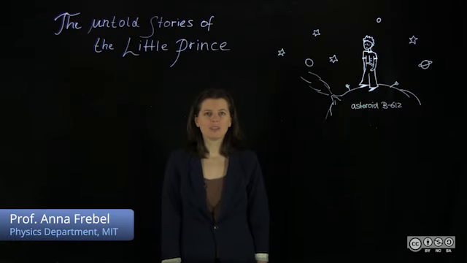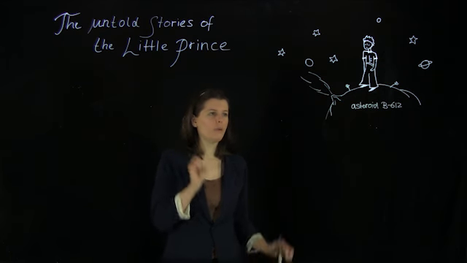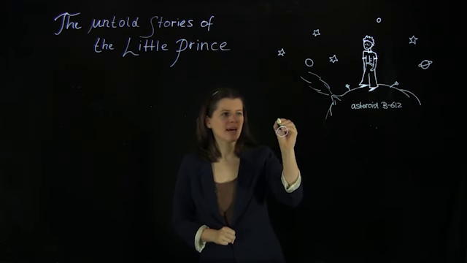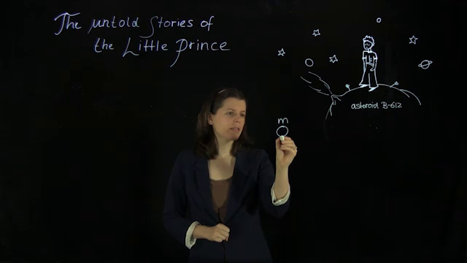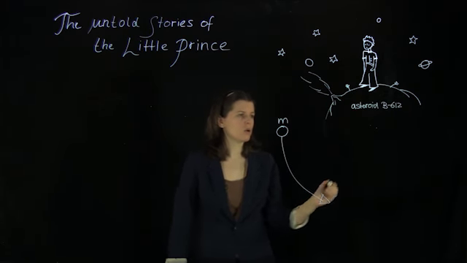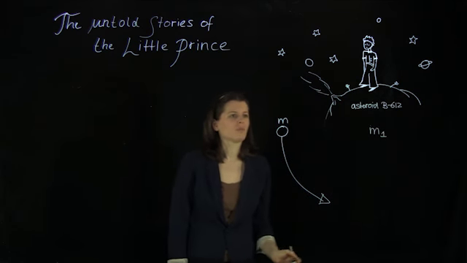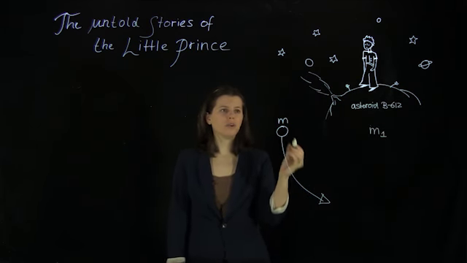The Little Prince's asteroid B612 is being orbited by a small body. It has a mass m, and it goes around this asteroid B612 that has a mass m1. We should add a coordinate system.